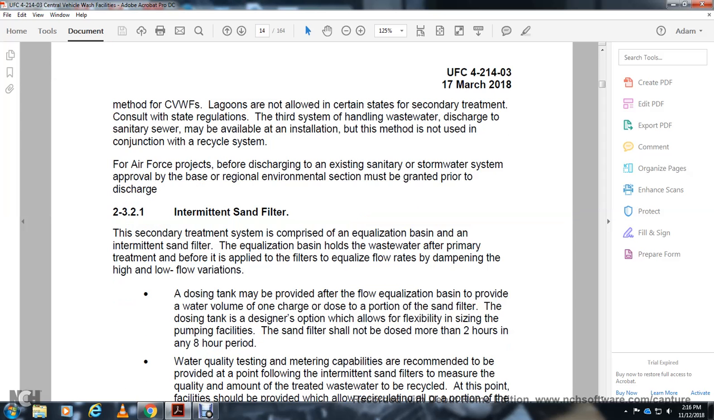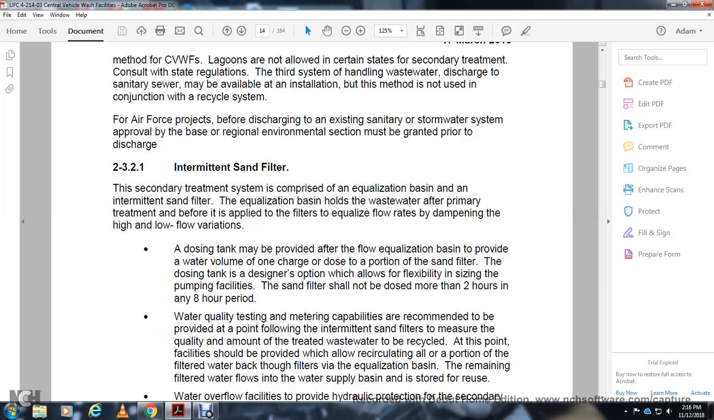A dosing tank must be approved, provided after flowing with the equalizing basin, provided with the wastewater for the portion with the sand filter. The design option allows a flexible side with the pumping facility. The sand filter should be used during no more than 2 hours in any 8-hour period.